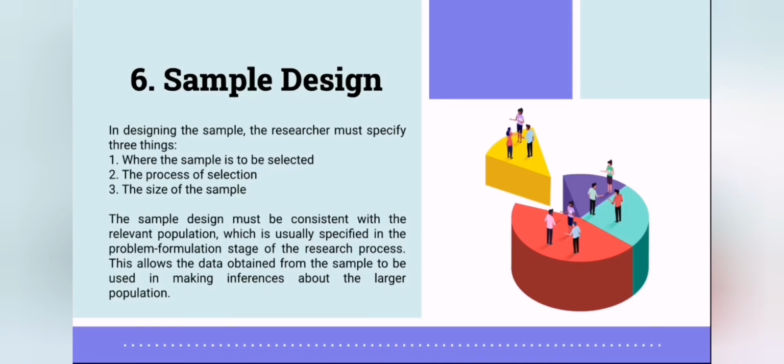The sample design must be consistent with the relevant population, which is usually specified in the problem formulation stage of the research process. This allows the data obtained from the sample to be used in making inferences about the larger population. The process of sample selection may be done by probability or non-probability methods.